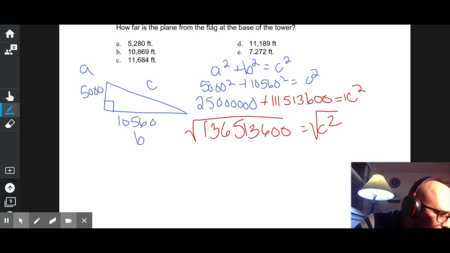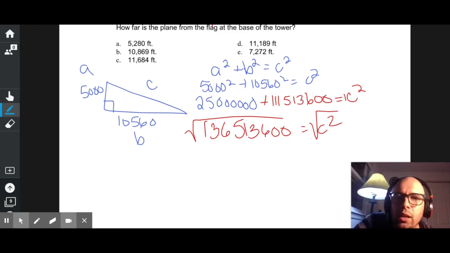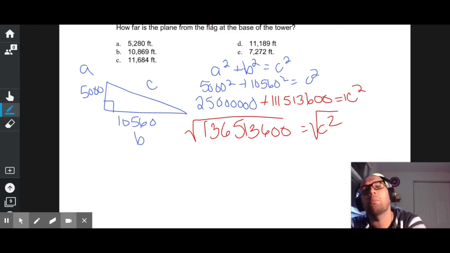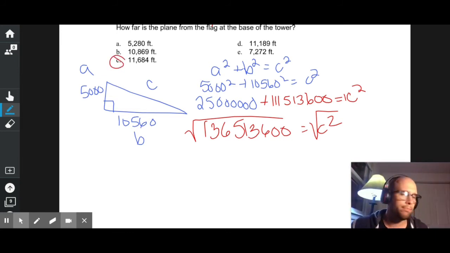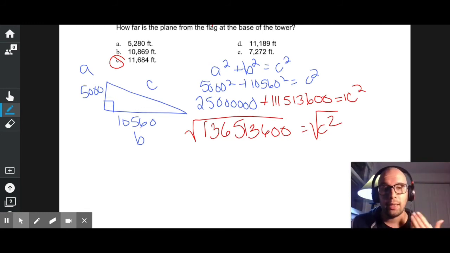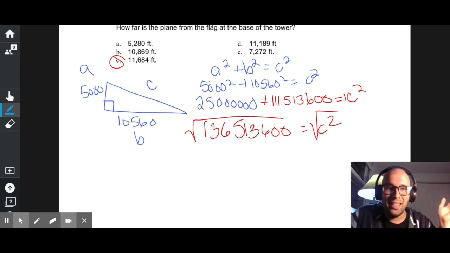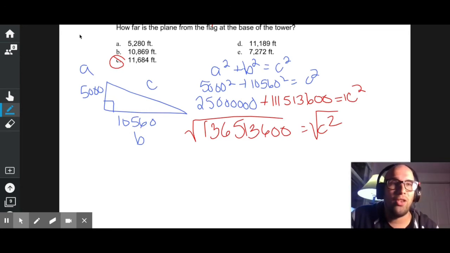I'll hit the little square root button, and it gives me something to the tune of 11,683.9, which is going to be 11,684. Cool. So if you're flying an airplane and you're 2 miles away from the airport and you need to find out the exact distance from you to the airport, now you know what to do. Oh, life's answer is finally resolved.